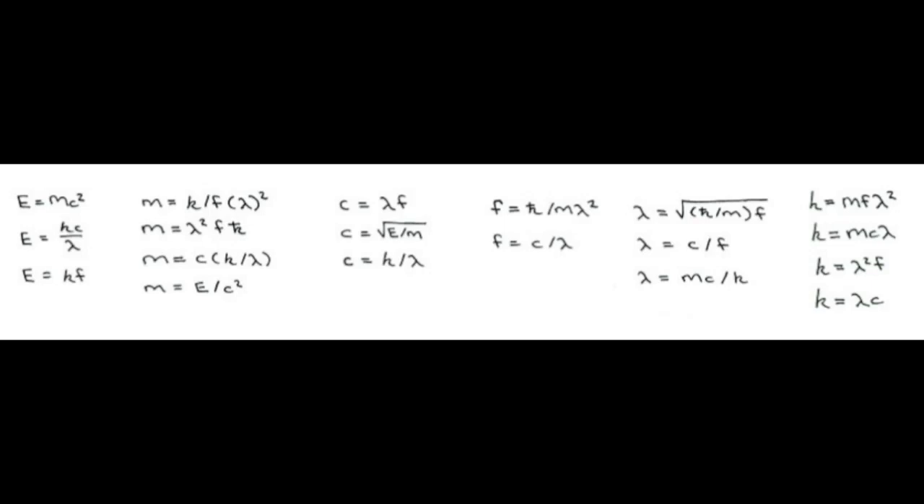Light speed, or 299,792,458 meters per second, equals the square root of 1 joule of energy per each square root of 1 kilogram of mass. C equals the square root of E over M.